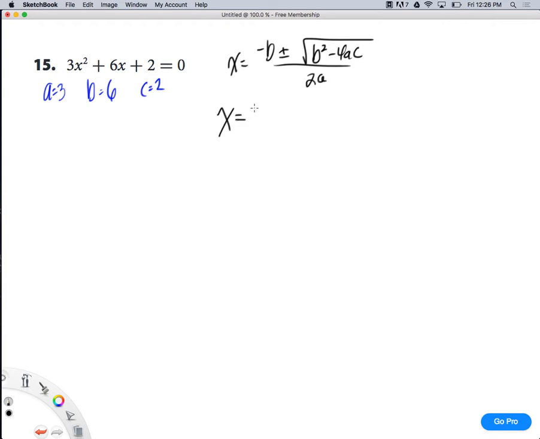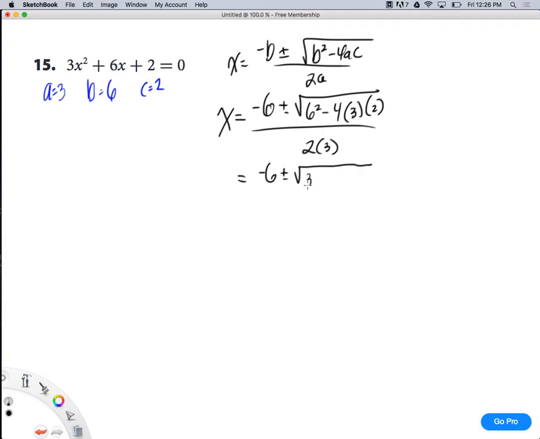X equals negative 6 plus or minus square root of 6 squared minus 4. A is 3, C is 2, all over 2 times 3, equals negative 6 plus or minus square root of 36 minus 4 times 3 is 12, times 2 is 24, all over 6, 2 times 3 is 6, equals negative 6 plus or minus square root of 12, all over 6.